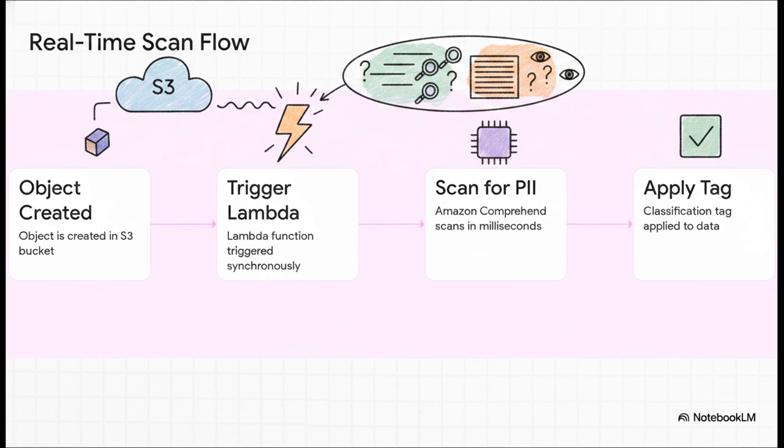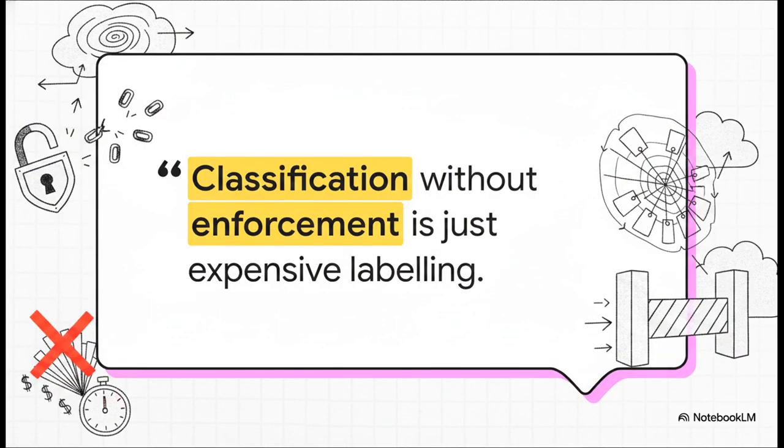This real-time tagging completely eliminates that terrifying vulnerability window you get with traditional overnight batch scanning. Because let's face it, unclassified data sitting around for hours is just begging to be sucked into an AI training pipeline. Dave Ward really hit the nail on the head here. He says, classification without enforcement is just expensive labeling. And he is spot on.